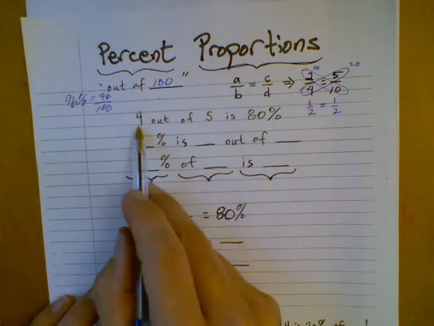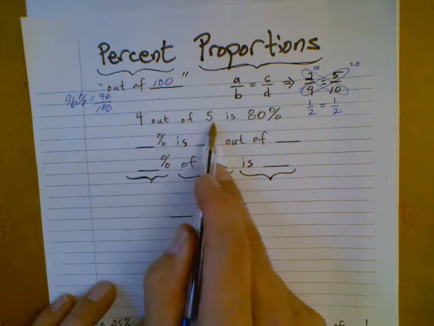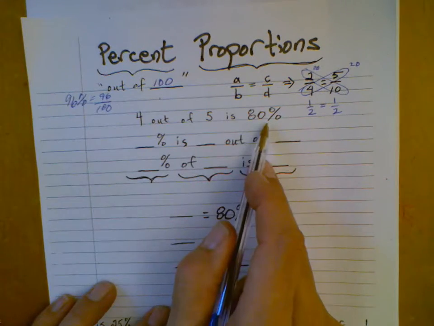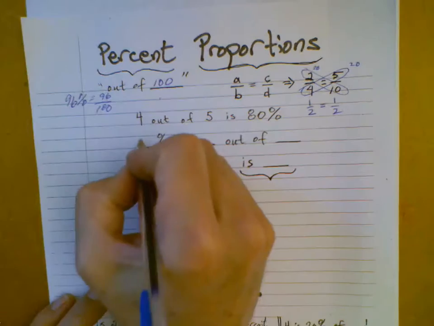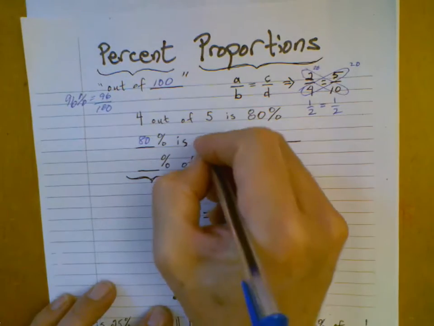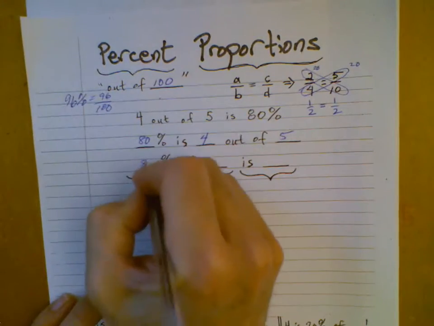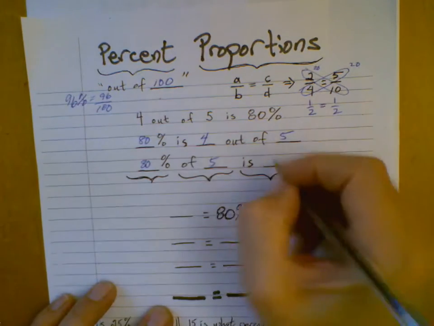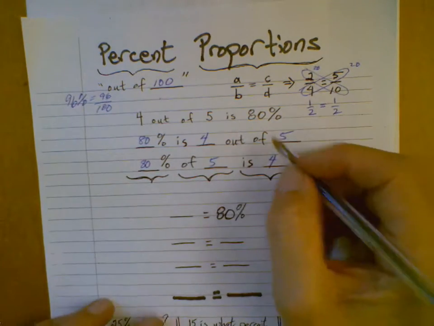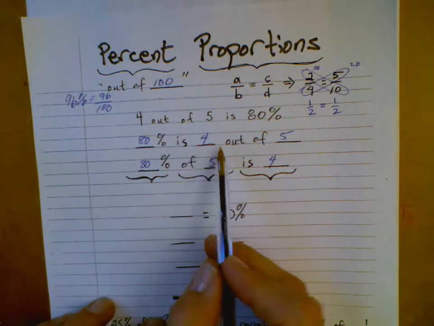So I'm given a statement like this: 4 out of 5 is 80%. You know, there are different ways I can say this. I could say 80% is 4 out of 5. Or I could say 80% of 5 is 4. So the language can be shuffled around.